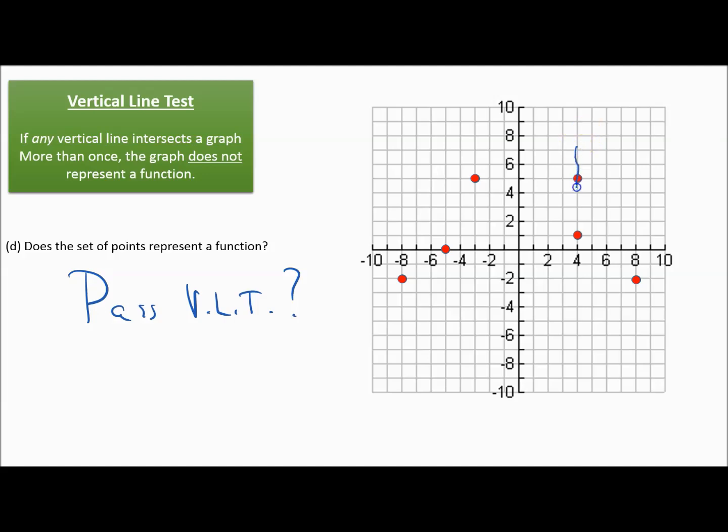And look, I find a big old problem right here, right? The vertical line at x equals 4 intersects the graph more than once. So no, it fails the vertical line test, which means it's not a function. So anytime points stack on top of each other right here, just like that, they have to be completely vertical of each other, it is not a function.